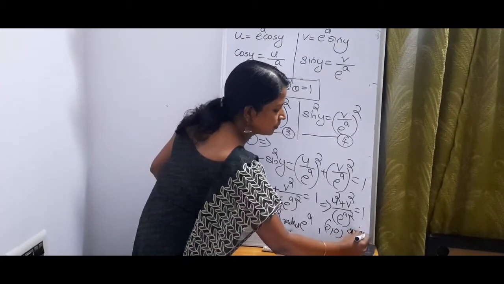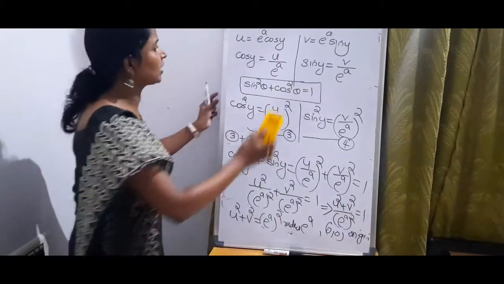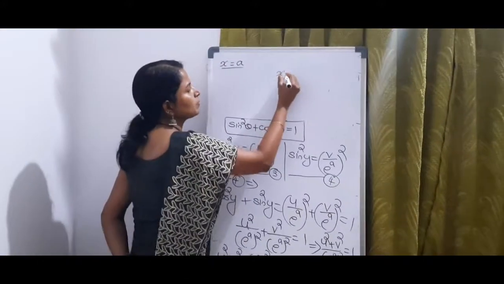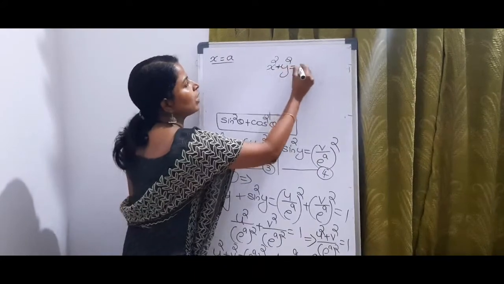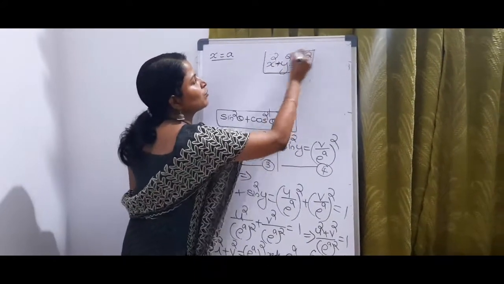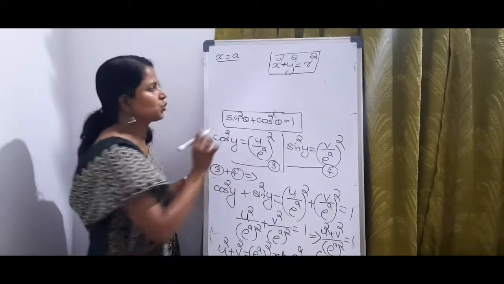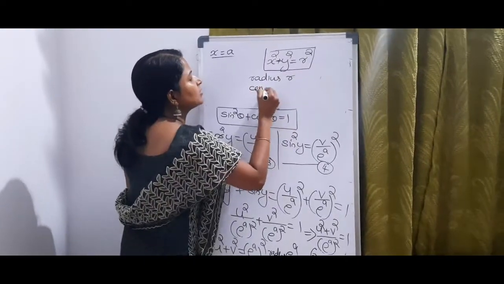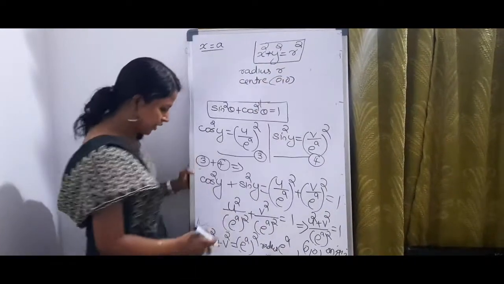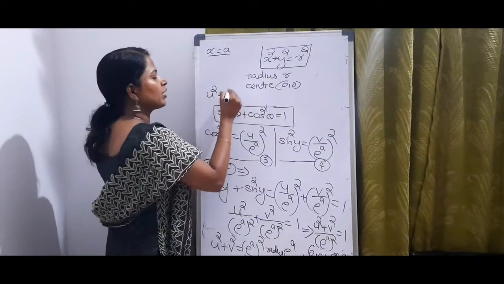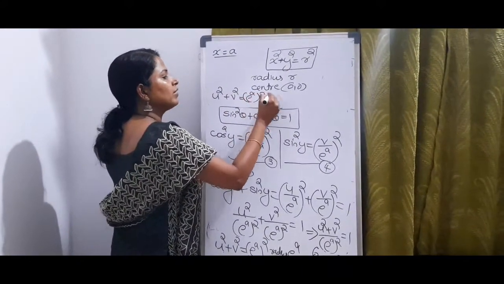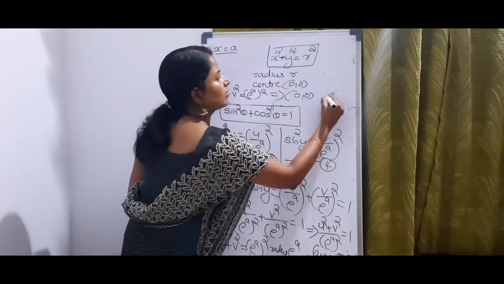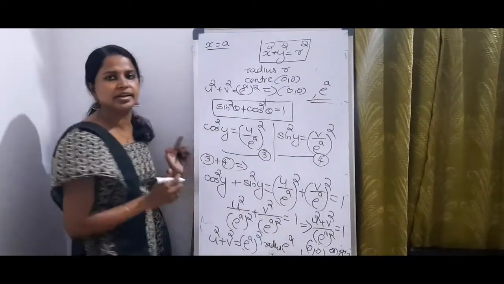So center is the origin. The general form of the circle is x square plus y square equal to r square. Here the radius is r and the center is the origin 0, 0. So here u square plus v square equal to e raised to a the whole square implies center is 0, 0 and the radius is e raised to a.